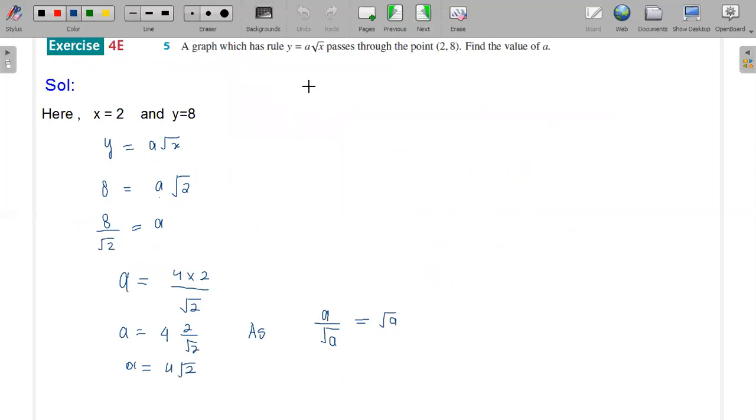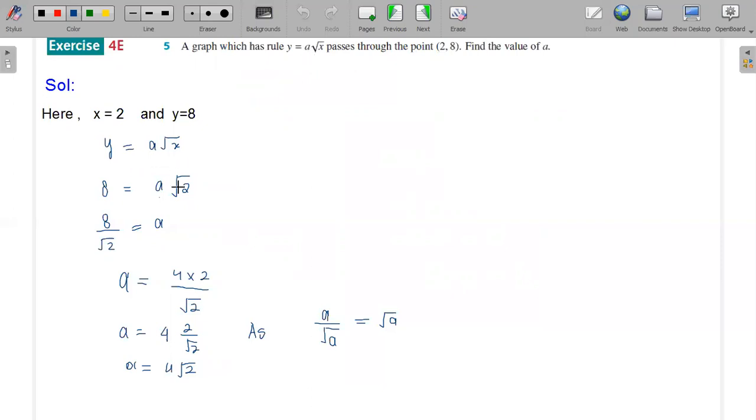And then I have done question 5 as well. This is question number 5. y equals a square root of x passes through the point 2, 8. Find the value of a. So we just have to find the value of a. This is the given equation, and she says that this point passes through it. So it is very simple. We will put this point in the question in the place of x and y, and we can get the value of a here.